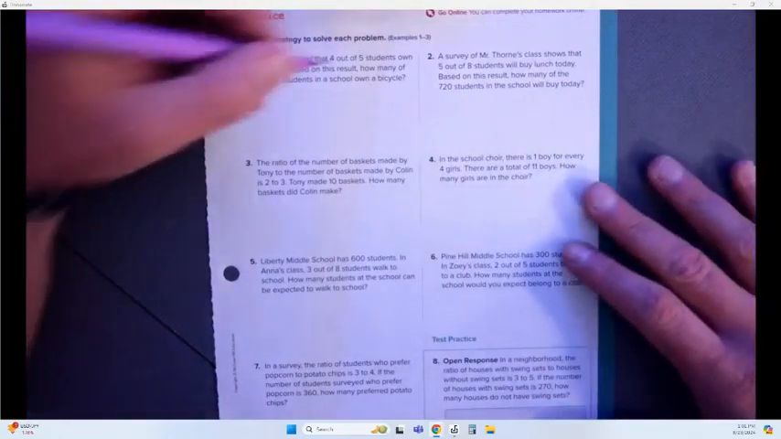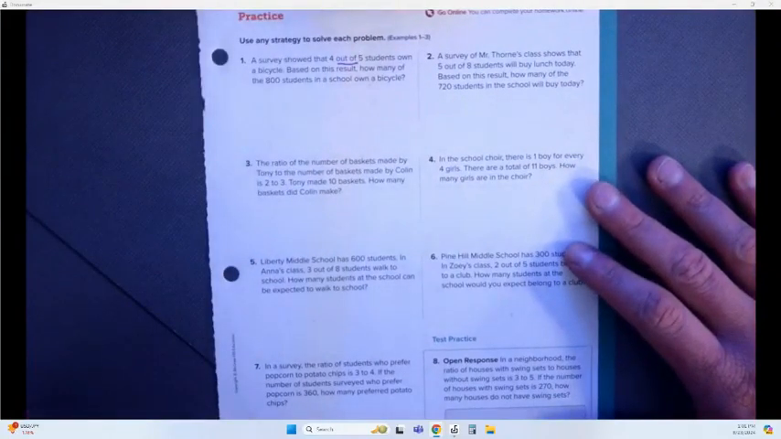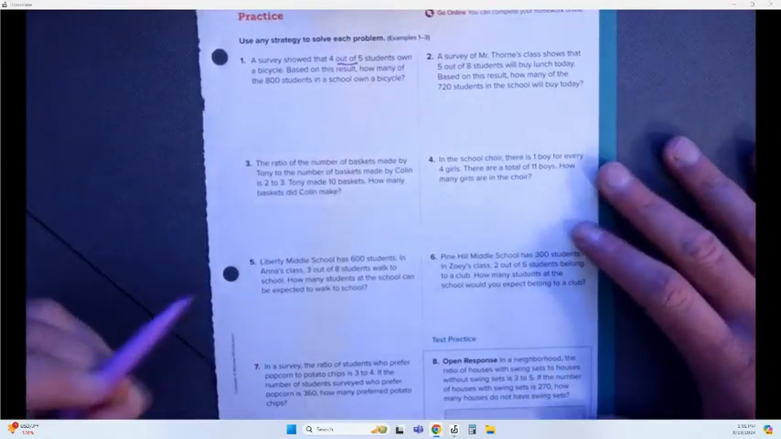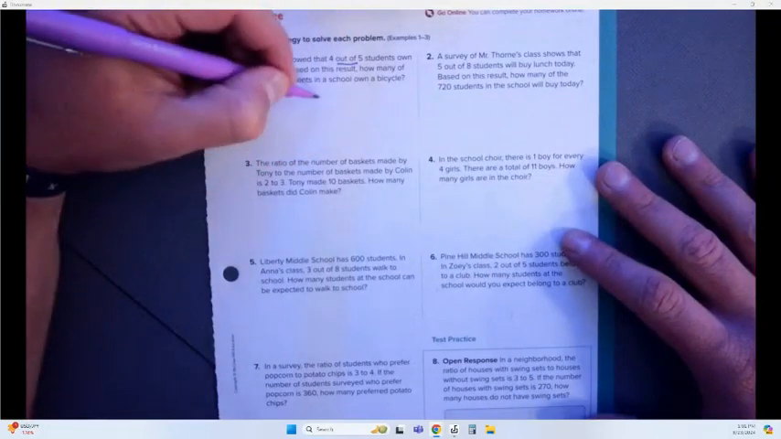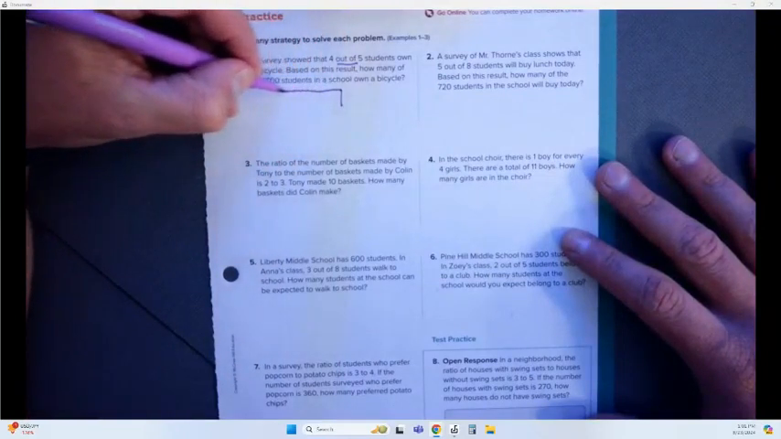Okay, now let's look at page 45 at some of our practice problems. Number 1 on page 45 says, a survey showed that 4 out of 5 students own a bicycle. Based on this result, how many of the 800 students in a school own a bicycle? So the first thing I need to identify is my ratio they're giving me, which is a 4 out of 5 ratio. And I see that it's 4 out of 5, so 5 is my whole that has been taken out of. So I'm going to draw a bar diagram with 5 sections.